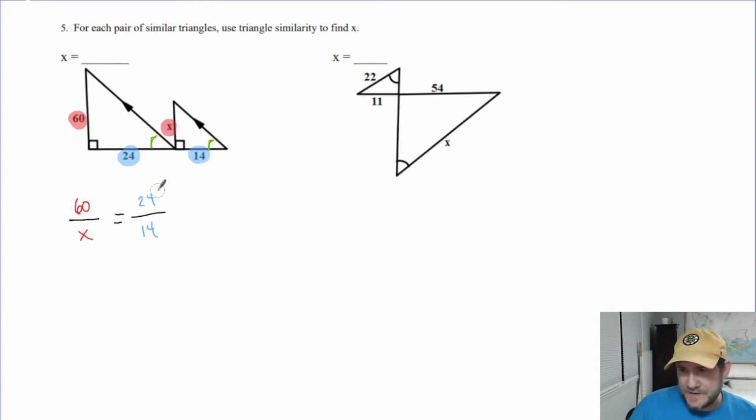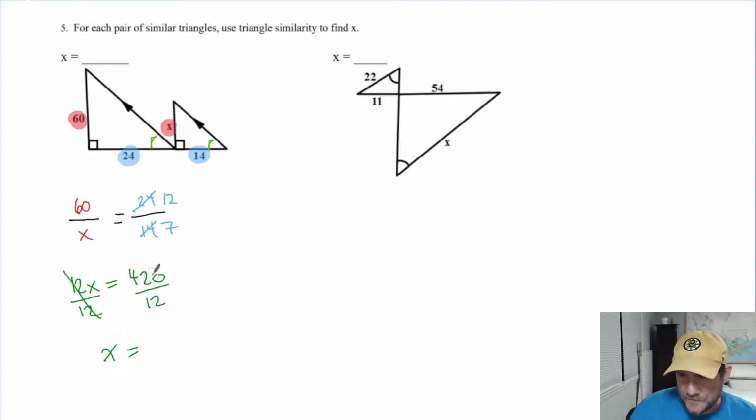So cross multiply, you'll get 24x, and 60 times 14 is, I don't know, why didn't I take my own advice and reduce when I could? This should really just be 12 over 7. Can I do that math in my head if I reduce? I can. Because I get 12x, and 60 times 7 I know is 420. So from here now I can try to divide by 12. And I get x equals whatever 420 divided by 12 is. Can I do that in my head? Yeah, it's 35.